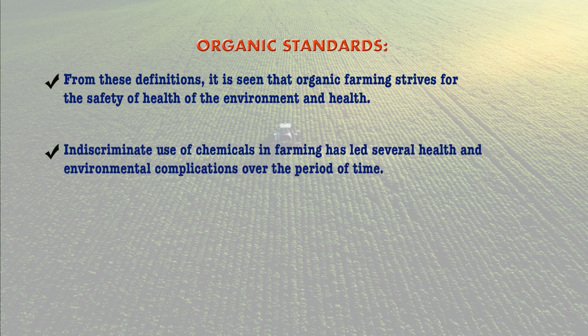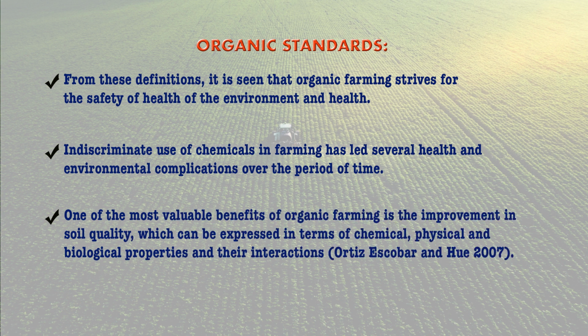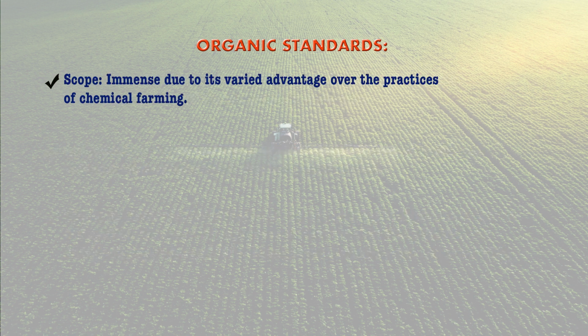Therefore, indiscriminate use of chemicals in farming has led to several health and environmental complications over a period of time. One of the most valuable benefits of organic farming is the improvement in soil quality, and this can be expressed in terms of chemical, physical and biological properties and their interactions. Now let us discuss the scope of organic farming.